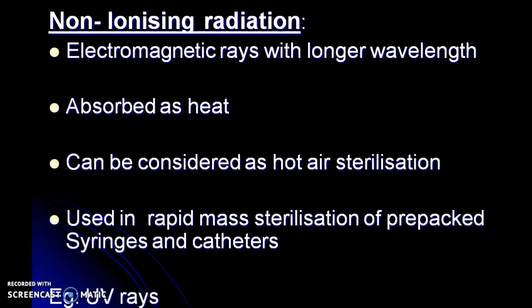First one is non-ionizing radiation, for example UV rays. These are electromagnetic rays with longer wavelength. They are absorbed as heat and they are used in rapid mass sterilization of pre-packed syringes and catheters.